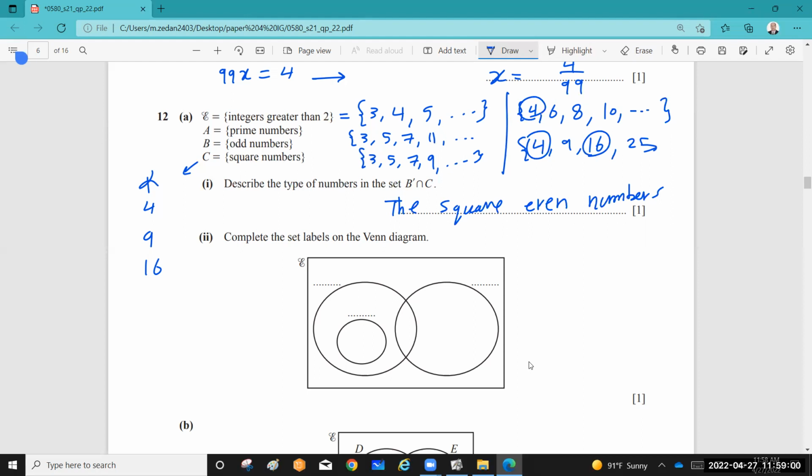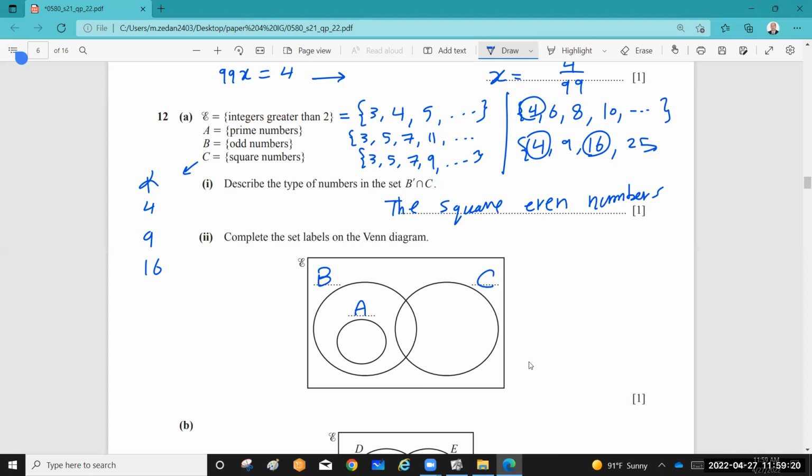Complete, as I told you, the prime numbers 3, 5, 7, 11 are all odd prime numbers. So the set A is now a subset of the set B, because all prime numbers more than 2 are a subset of the set of odd numbers.